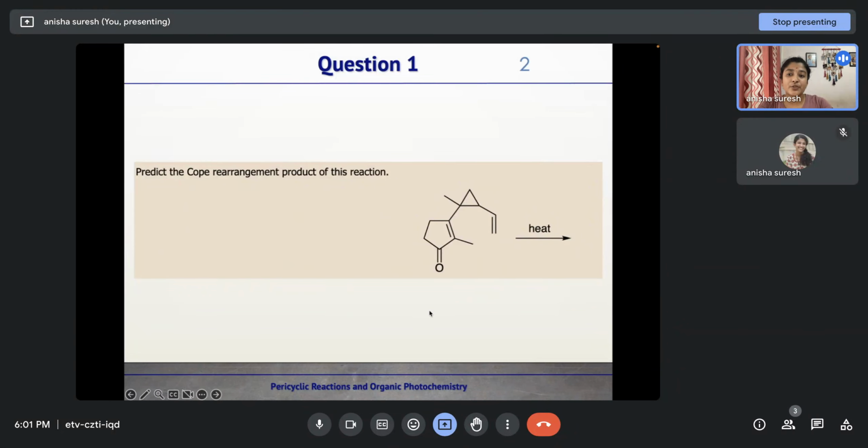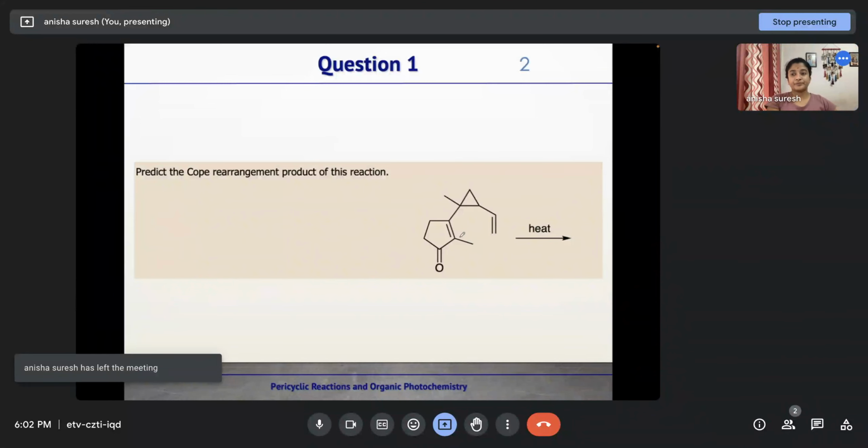Coming to the first question, predict the Cope rearrangement product of the reaction. This is the starting material. It is subjected to heating and we are asked to find the rearrangement product. As we can see, numbering 3, 2, 1, 3, 2, 1, it is a system which can undergo a 3,3 sigmatropic rearrangement.